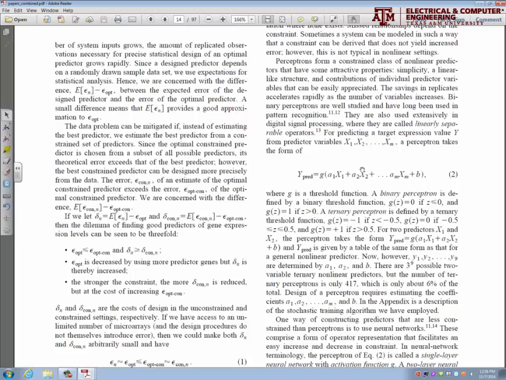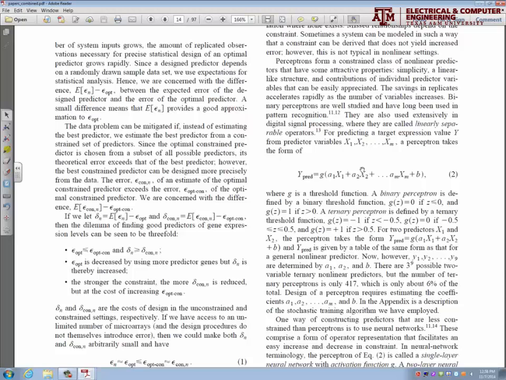If it is less than 0, it'll spit out 0, right? Alternatively, you could have a ternary perceptron where you'll say that this is going to spit out 1 if this quantity is, I think, greater than 0.5. It'll spit out minus 1 if this argument is less than minus 0.5, right? And in between, it'll spit out 0, okay?